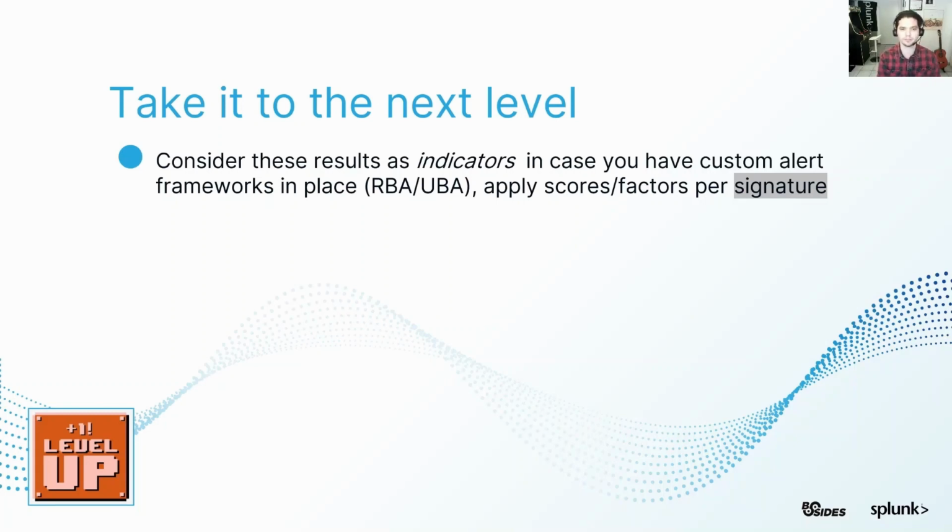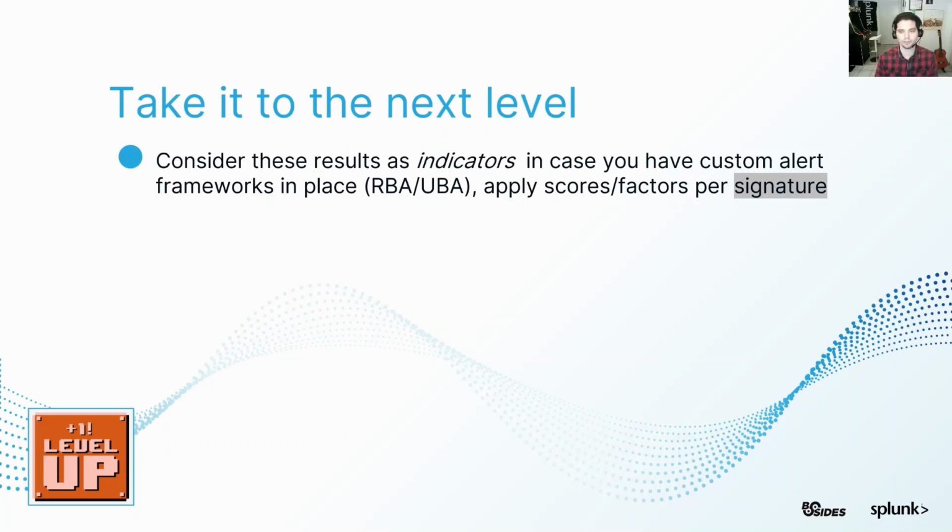Here are just a few things for those that are into detection engineering. Of course, this is just a template for a brute force detection. There are many things that we can improve here, and there are multiple ways to do that with Splunk. But just a few things to consider: you should consider these results as indicators, right? In case you have a custom alert framework such as RBA or UBA in place, you can also apply scores and factors depending on the signature mainly.